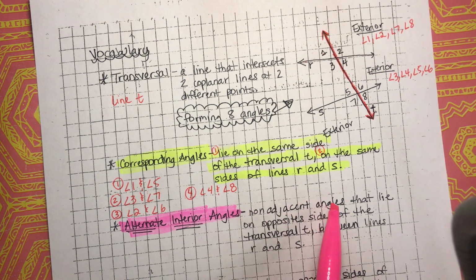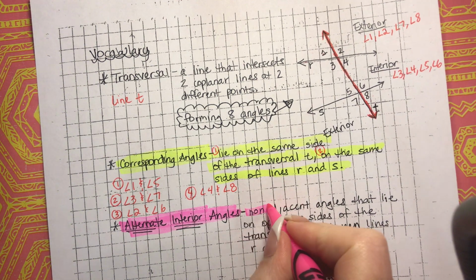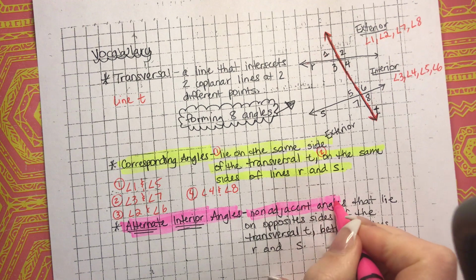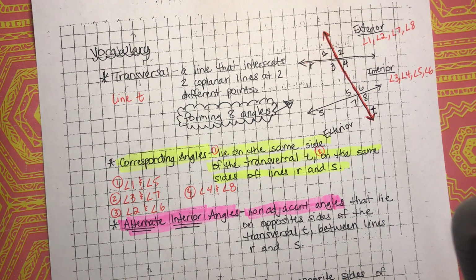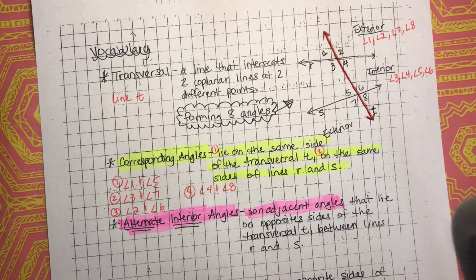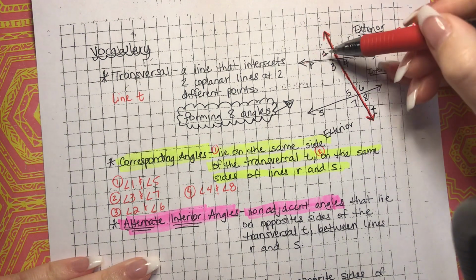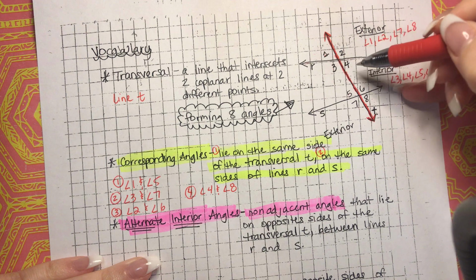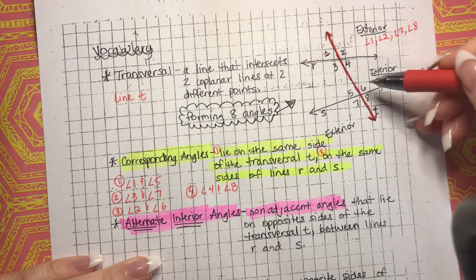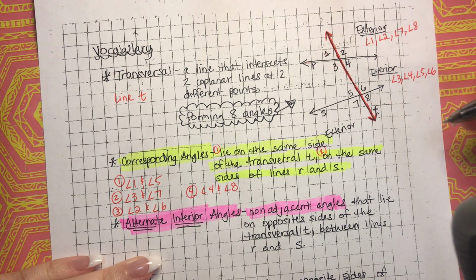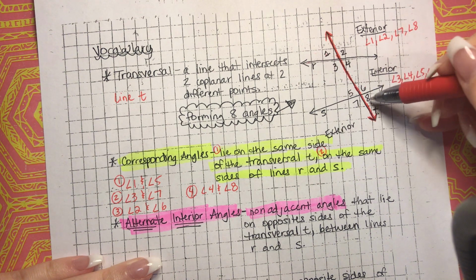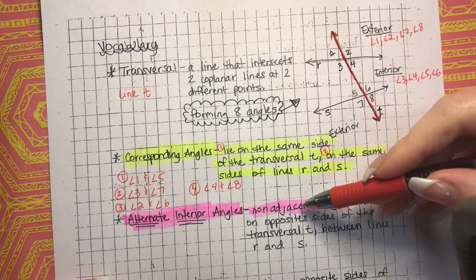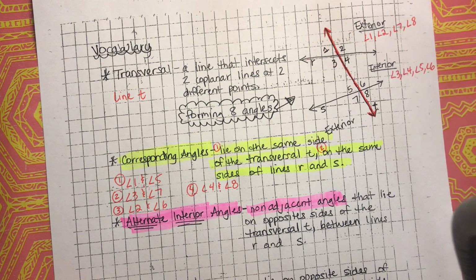Those are non-adjacent angles. Okay, so they're not right next to each other. So what would be angles that are next to each other? Adjacent would be 1 and 2 are adjacent, 1 and 3 are adjacent, right? 2 and 4 are adjacent, 3 and 4 are adjacent, 5 and 6 are adjacent, 5 and 7 are adjacent, 7 and 8 are adjacent, 6 and 8. Those are all adjacent. So these are non-adjacent angles, so they're not right next to each other.